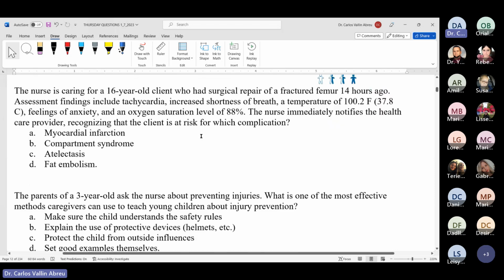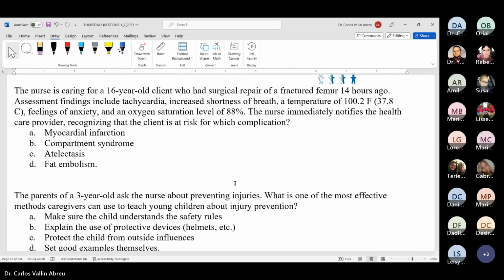Look at this, just to avoid doing that. Okay, the nurse is caring for a 16-year-old client who had a surgical repair of a fractured femur 14 hours ago. Femur, fracture. Okay, femur. Automatically, when they say femur, I think of one disease. This is something that we learn when we practice a lot of questions. Why? Because this bone is the one that produces this more frequently.